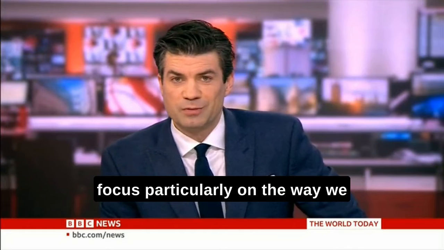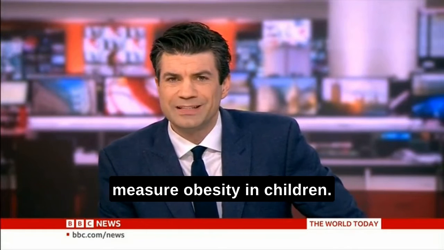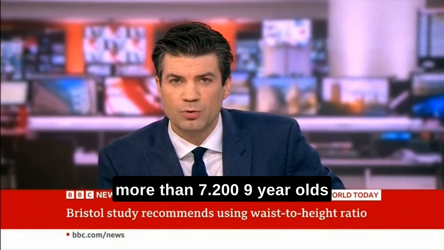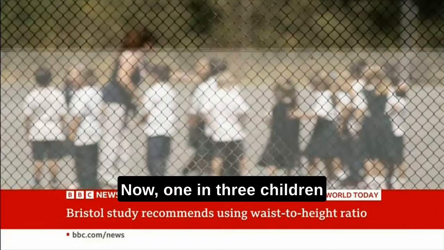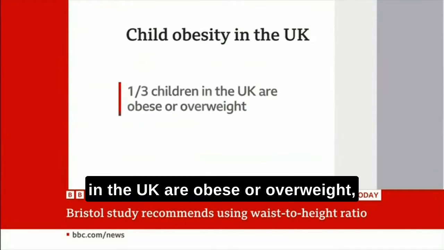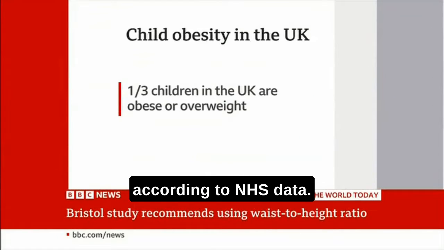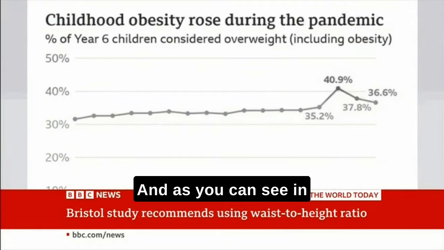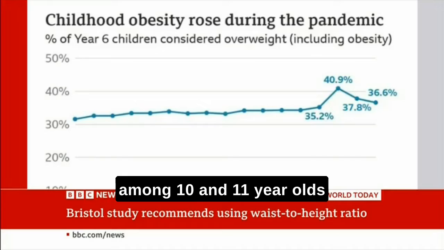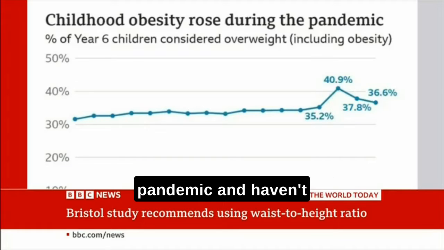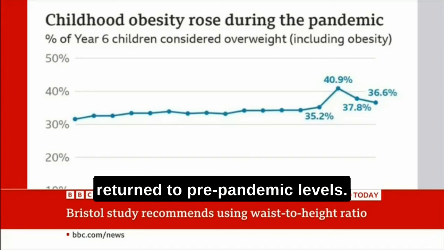So the researchers focus particularly on the way we measure obesity in children. The University of Bristol studied more than 7,200 9-year-olds to reach their findings. Now, 1 in 3 children in the UK are obese or overweight, according to NHS data. And as you can see in this graph, obesity rates rose sharply among 10 and 11-year-olds in England during the COVID pandemic and haven't returned to pre-pandemic levels.